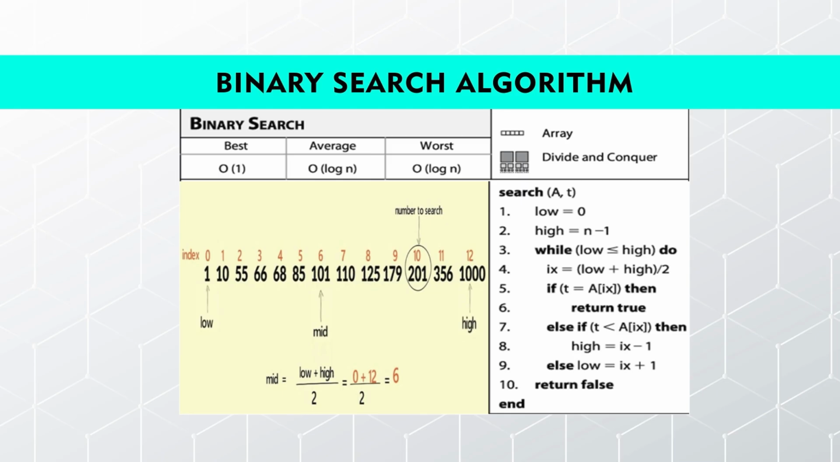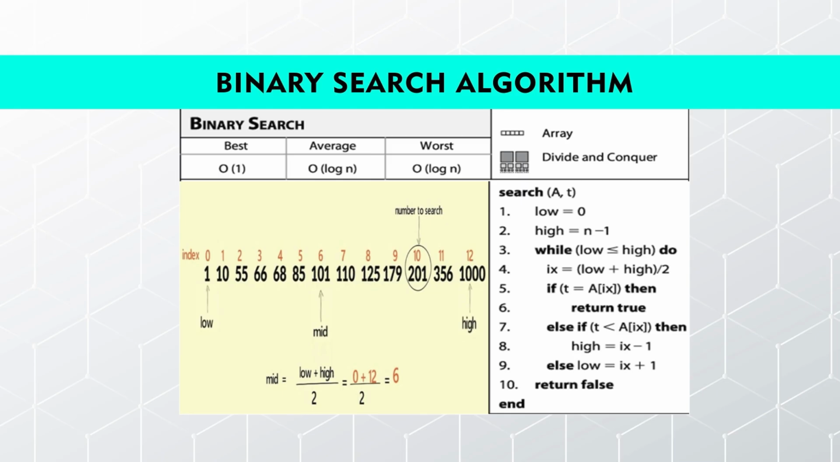So we need to compare the element with the middle element. So 0 plus 12 divided by 2, that is 6. So we compare 201 with the mid value, that is 101. Now 101 is less than 201. So that means 201 is to be searched in the right half of this list. So to search in the right half of the list, we increment the lower bound to the mid plus 1 value.